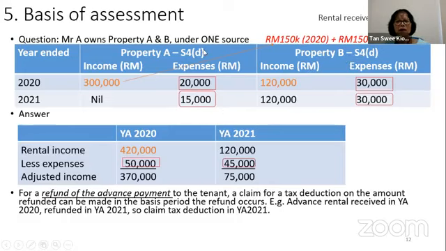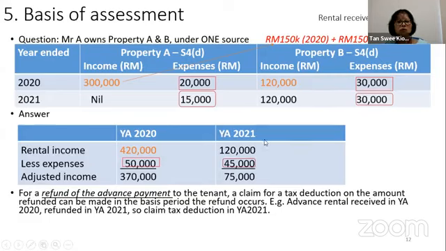For property B, both must be assessed under the same source, Section 4D, or both under Section 4A, then only can you group it together. So for property B, you got the income 120,000 for these 2 years, also incurred expenses, I think 30,000 plus. So year 2020, rental income, these two add together, 420,000, expenses 20,000 plus this 30,000, 50,000. So offset it, adjusted income for year 2020 is 370,000.